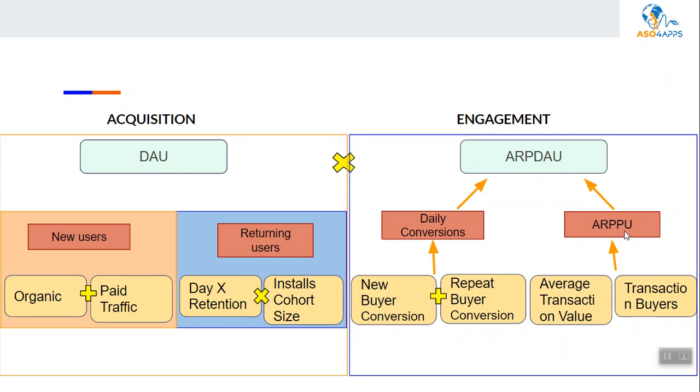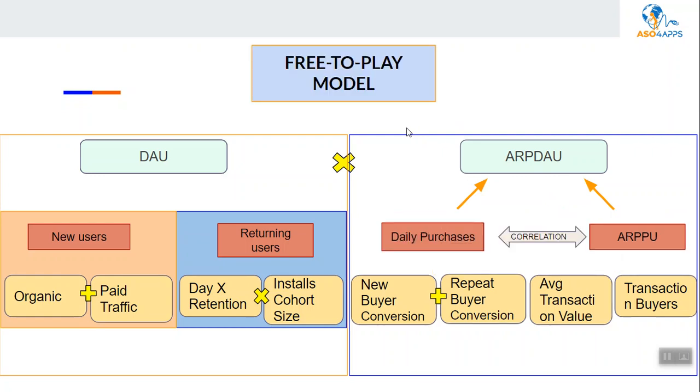So this method is fully valid for any business model. For example, on a free-to-play model, the average revenue per daily active user will be the correlation between the daily purchases and the average revenue per paying user. This model varies slightly on a subscription app.